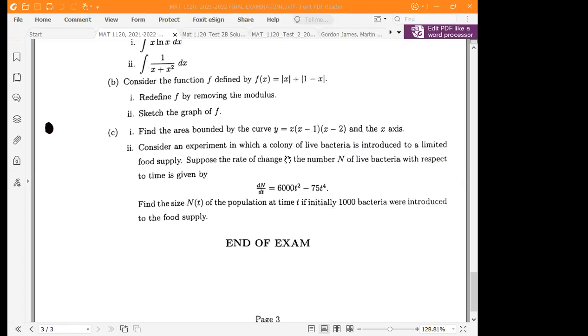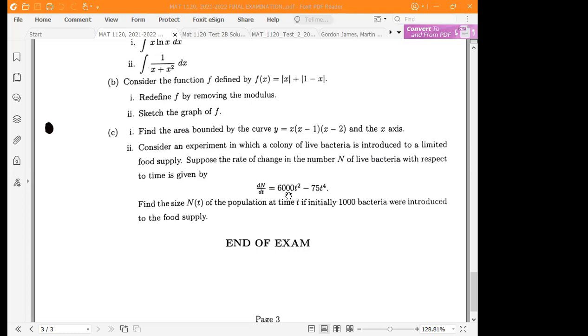So consider an experiment in which a colony of live bacteria is introduced to a limited food supply. Suppose the rate of change in the number n of live bacteria with respect to time is given by this. Find the size of the population at time t if initially 1,000 bacteria were introduced to the food supply. So what they're given is a derivative. What they're asking for is n(t). Find the size n(t). So the job we have is to integrate this function.